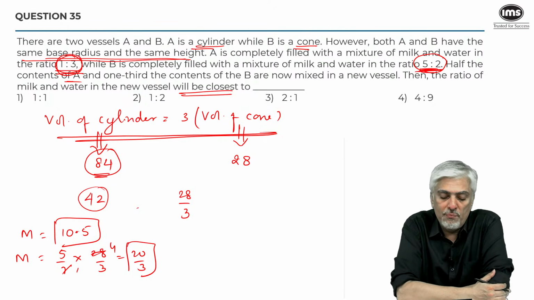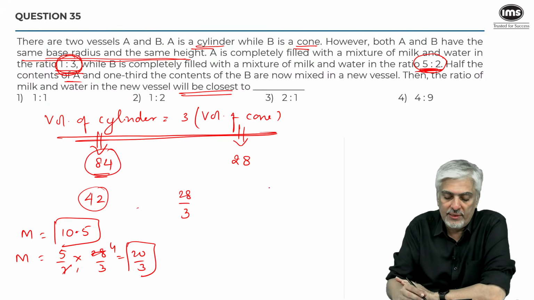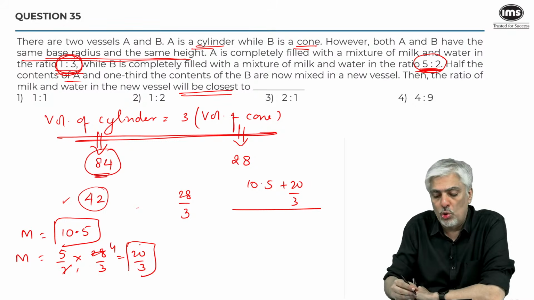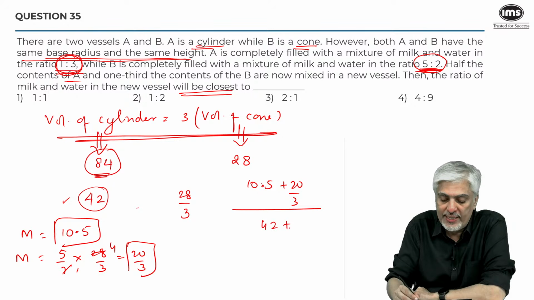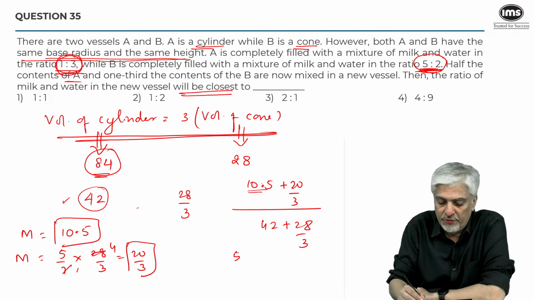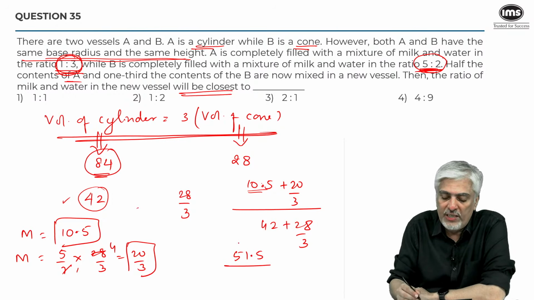We want to find the ratio of milk to water. You can do fractions, you can do whole numbers, whatever, doesn't matter. 10.5 plus 20 upon 3 divided by remaining, everything is water. Or you can do total and then find out. So if I do total, it is 42 plus 28 upon 3. This is 31.5, 31.5 plus 20 is 51.5. The 3 is going to cut, so I'm not bothering about that. Upon 84 plus 28.